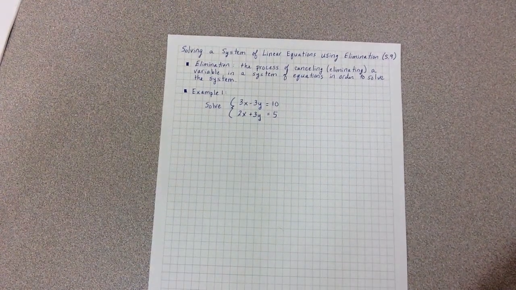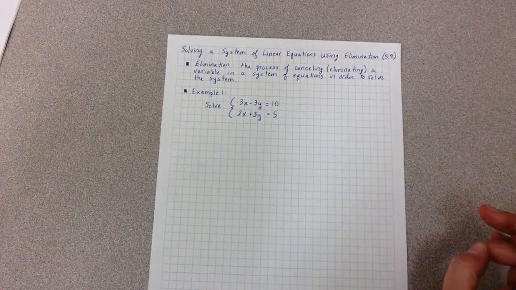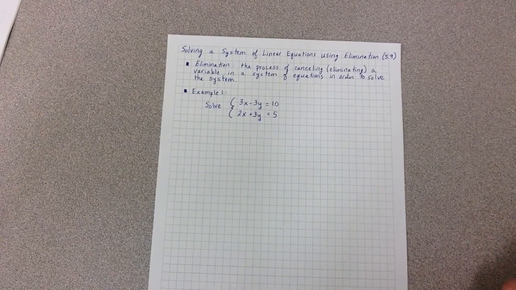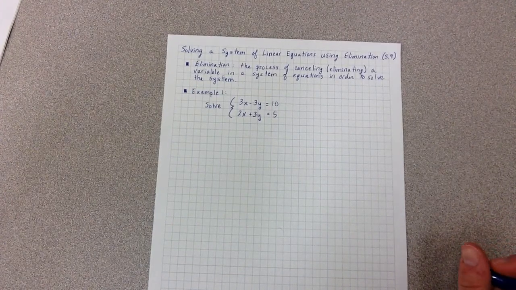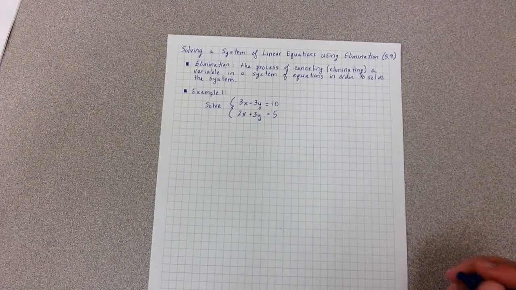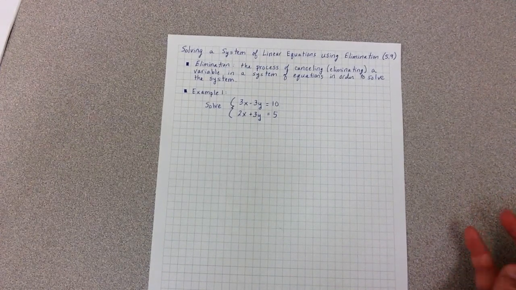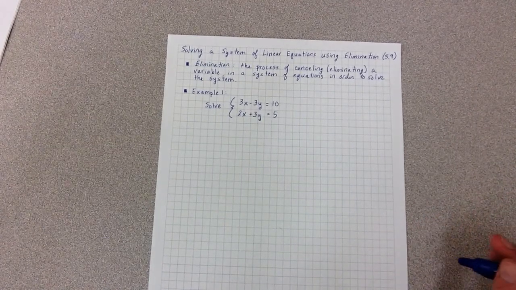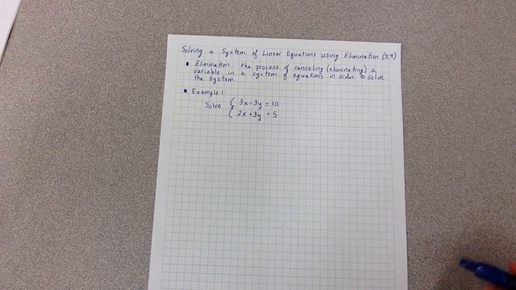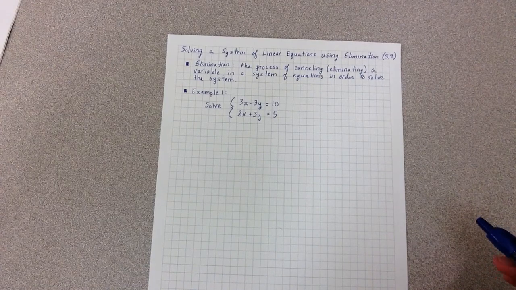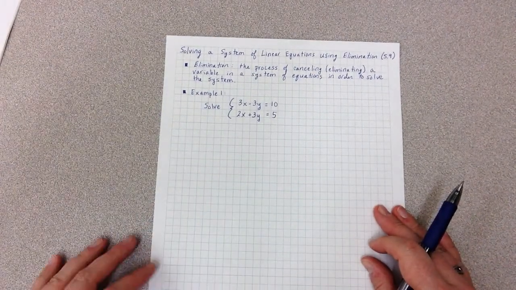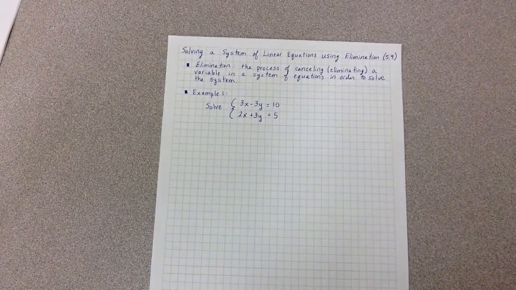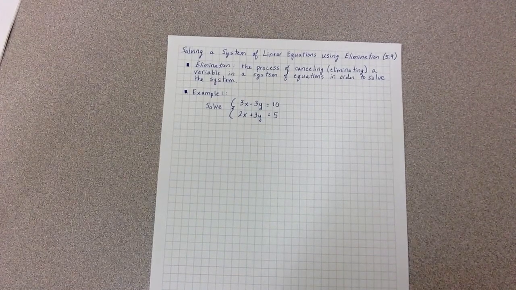These notes are on solving a system of linear equations using a process called elimination, and these go with task 5.9. In elimination, you will use a process that allows you to cancel or eliminate a variable in a system of equations in order to solve the system. So we'll look at a first example here, and then there'll be more examples in subsequent videos.